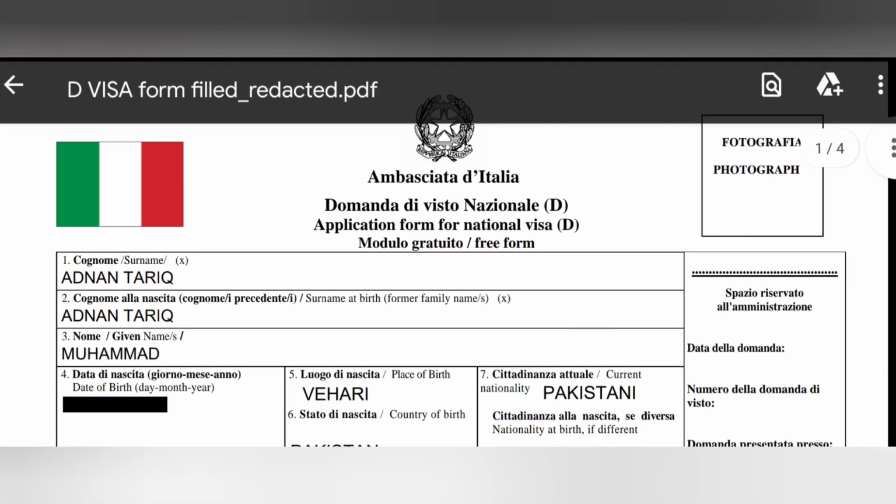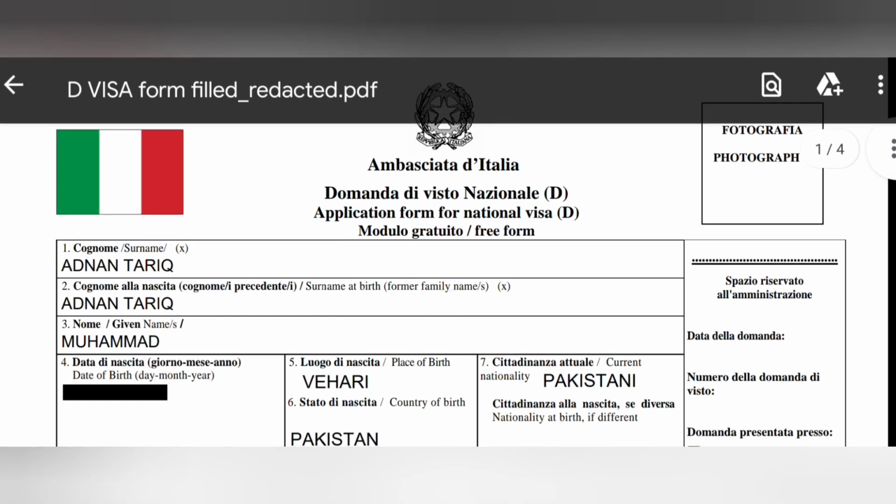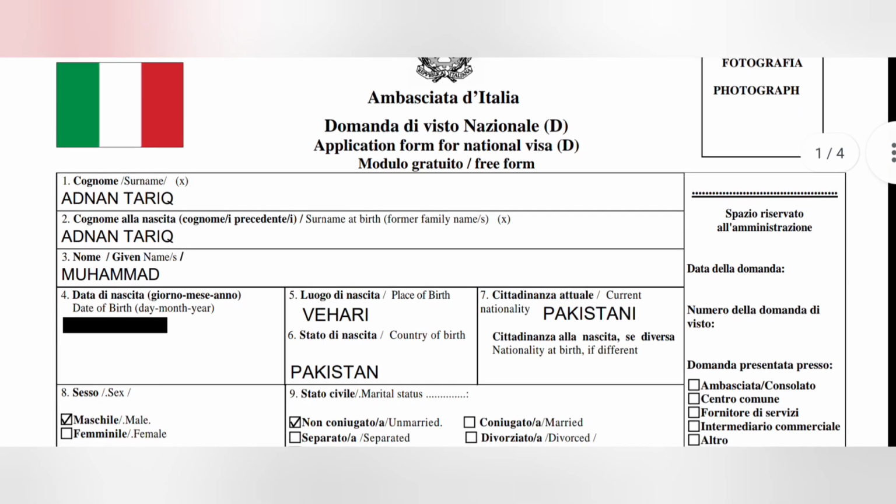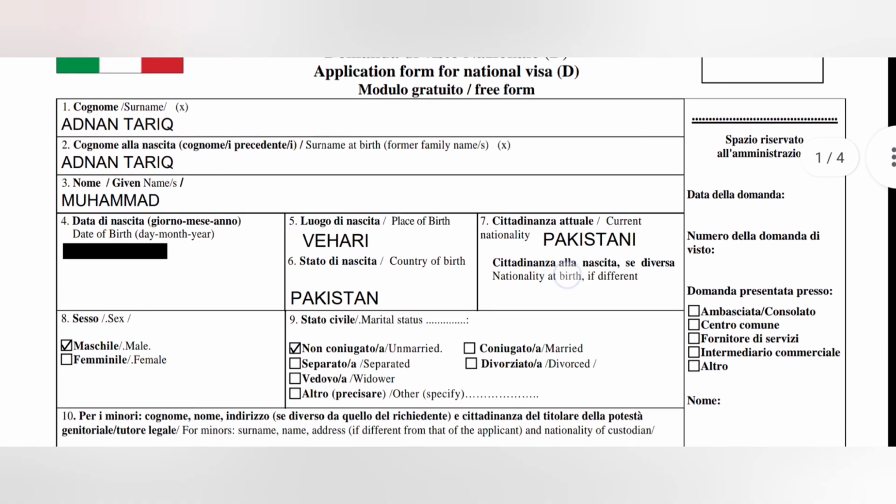So, first of all, surname. English is also written, so I will only read English from now. Adnan Tariq, his surname. Surname at birth, former family names, for any reason, if the surname has been changed over the years. So, in his case, no. So, Adnan Tariq.